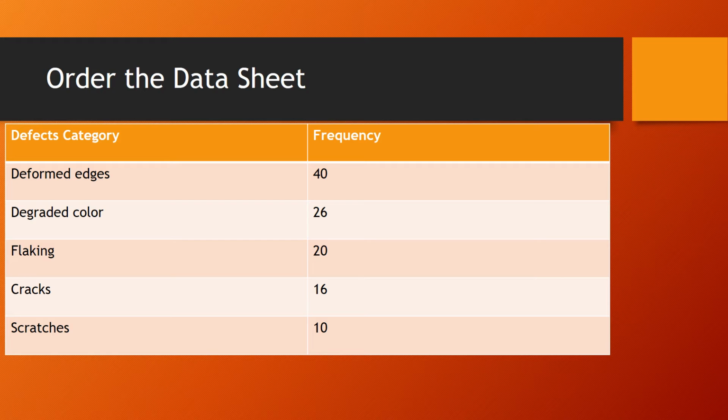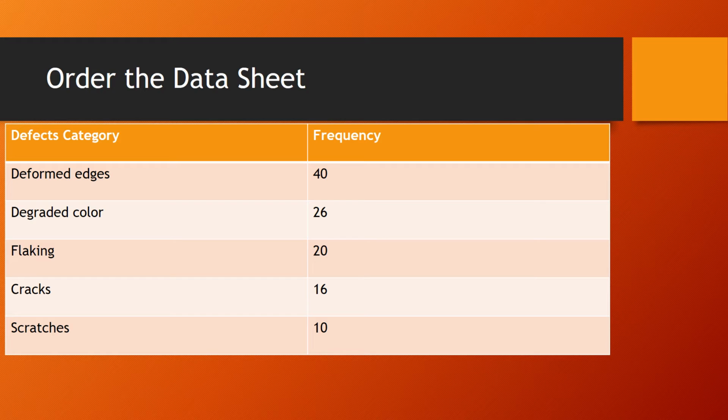Now, in order to introduce the Pareto chart principle, we need to change the data sheet and order it as shown in this slide. You can see we have rearranged the data sheet starting from the highest value of defects and going to the lowest one. In other words, in descending order. We call this ordering the data sheet. We order it starting from deform edges, that is the highest one, then the next highest, 26, degraded color, and like that going to the lowest one, scratches.